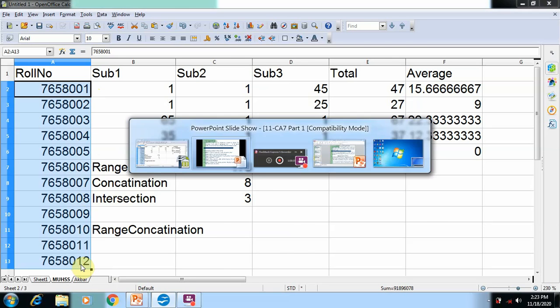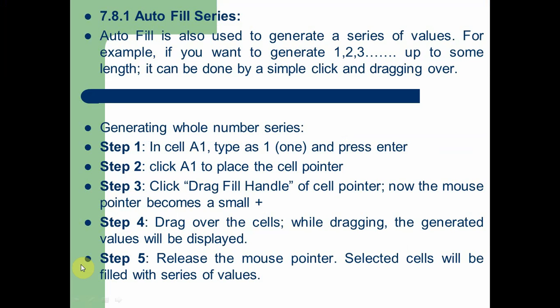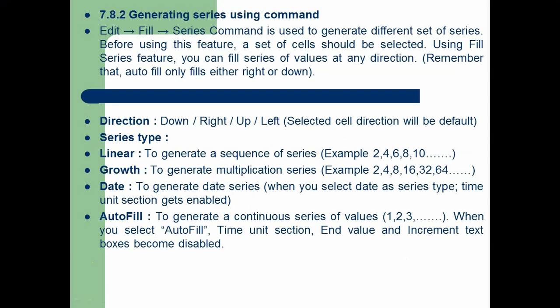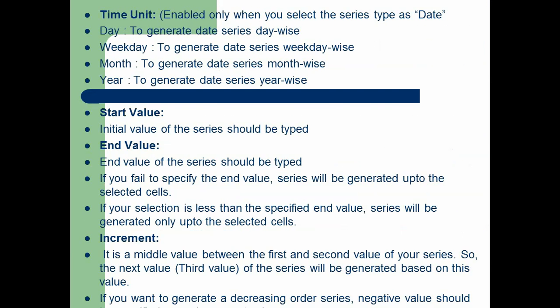This is called autofill generating a series with a sequence of numbers. This sequence can be changed according to our requirement. For example, there are many options for generating a series also. So we will see them one by one with examples.